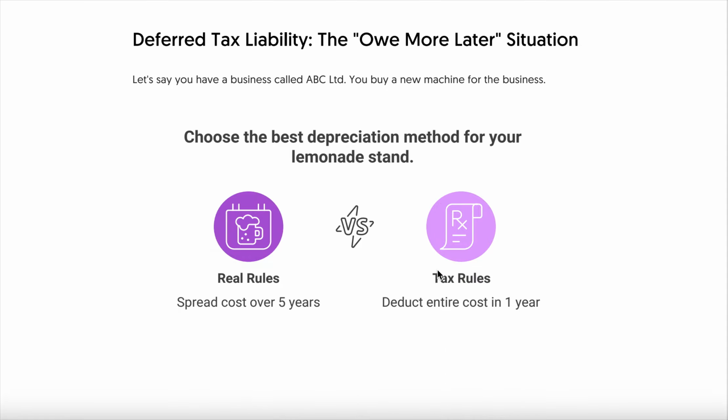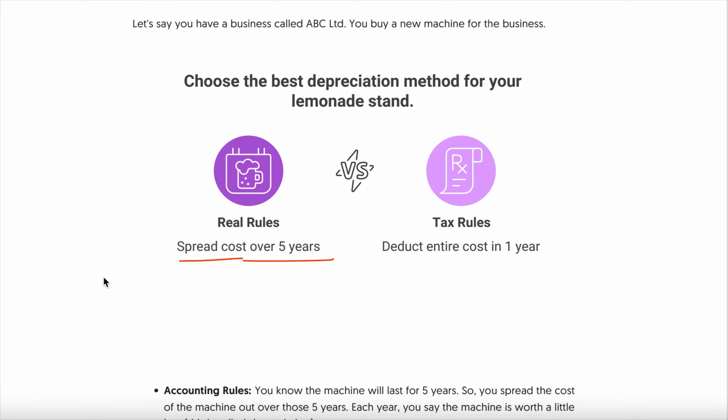Now, when we talk about the deferred tax liability, the owe more later situation. So let's say you have a business called ABC Limited. You buy a new machine for the business. Now, choose the best depreciation method for your lemonade stand, let's suppose that's what your business is. Now, you will say 5 years on a straight line basis. So you are depreciating the asset over 5 years. So let's suppose you bought the machine for £10,000. You divide it by 5, which is going to be 2K. So of course your carrying value is going to be £8,000. So 10,000 minus 2 will give you 8,000.